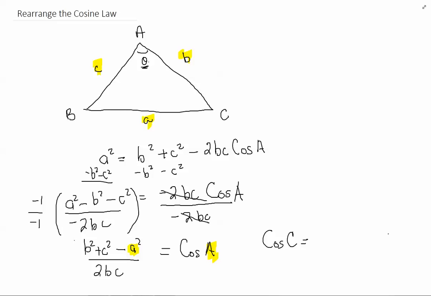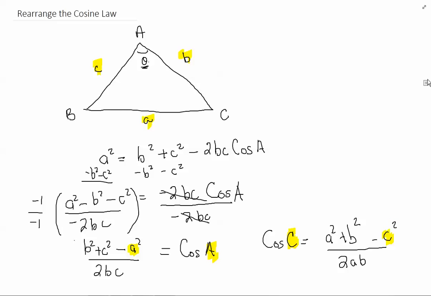I want the c squared subtracted over here, so it's going to be a squared plus b squared, divided by 2 times a times b. Again, it's a matter of the pieces that are important, the cosine and the angle opposite. The other two sides fill in the rest.